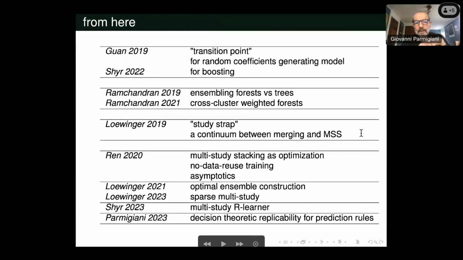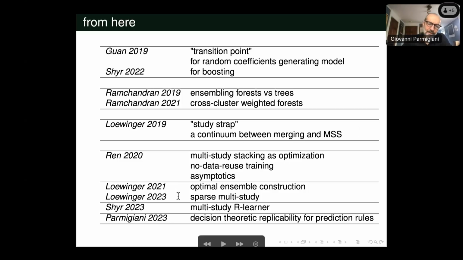Gabe Lowinger devised a methodology for, given the collection of case studies, to create a continuum between merging and multi-study stacking by various clever ways of stratified resampling from each of the individual studies. Boyoran studied some of the theoretical properties and devised an optimization-based way of redefining the same stacking that also allows him to refine the approach so that there is no data reuse at the second stage.